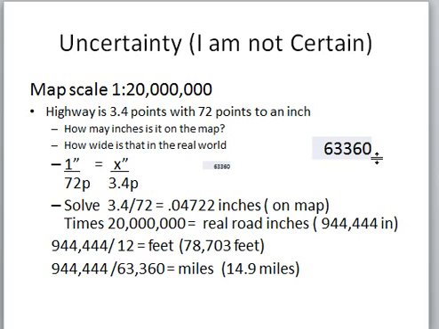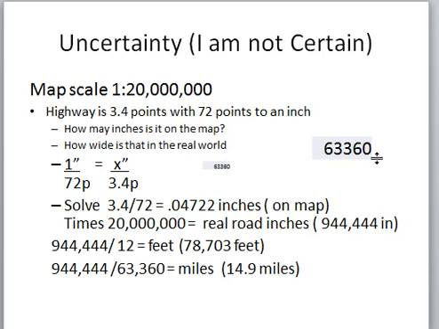A 1 to 20 million scale map of the U.S. displays the interstate with a line symbol that's 3.4 points wide. And now on your map, when you print it, there are 72 points to an inch. And so it says, what is the uncertainty, right? So the uncertainty is if I were to reproduce the width of that line on the surface of the earth, that road would be 14 miles wide.